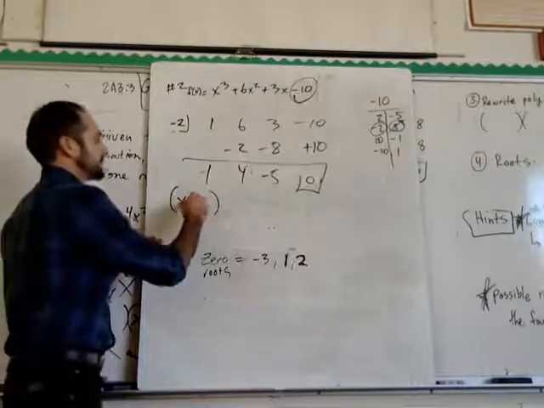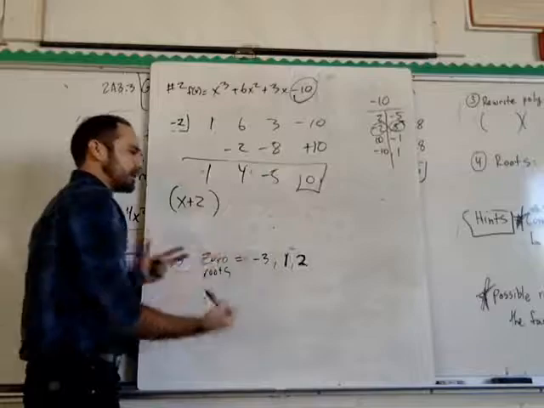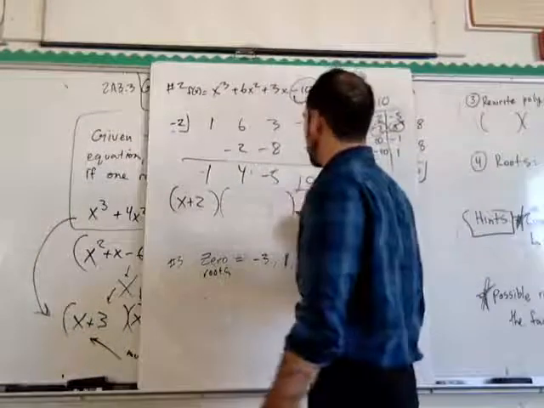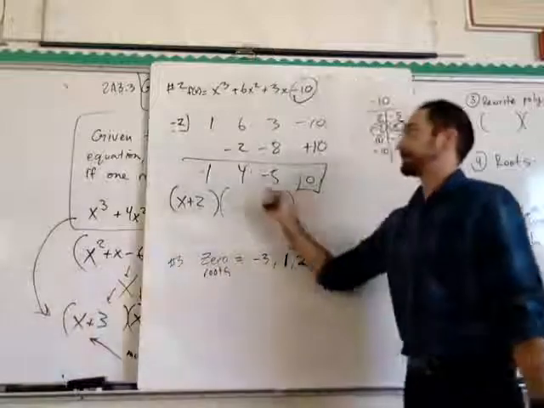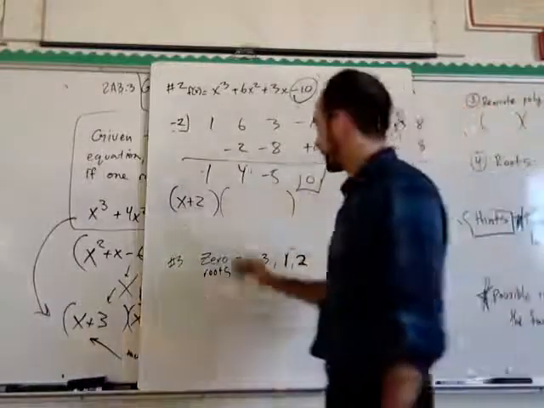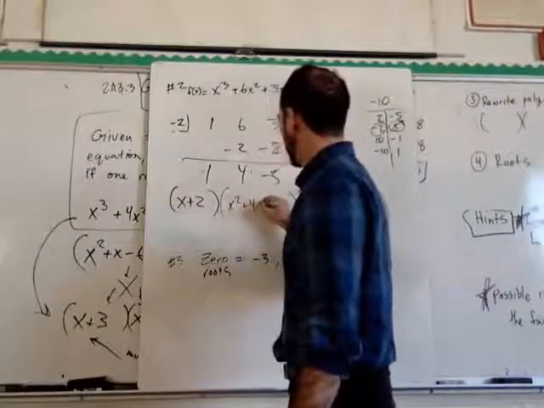X plus 2, because remember, find the roots and make it equal to 0. That would give us the root of -2. And then what's going to go here? It's going to be a trinomial. Based on those three coefficients, what should I put? Squared. For x minus 5.